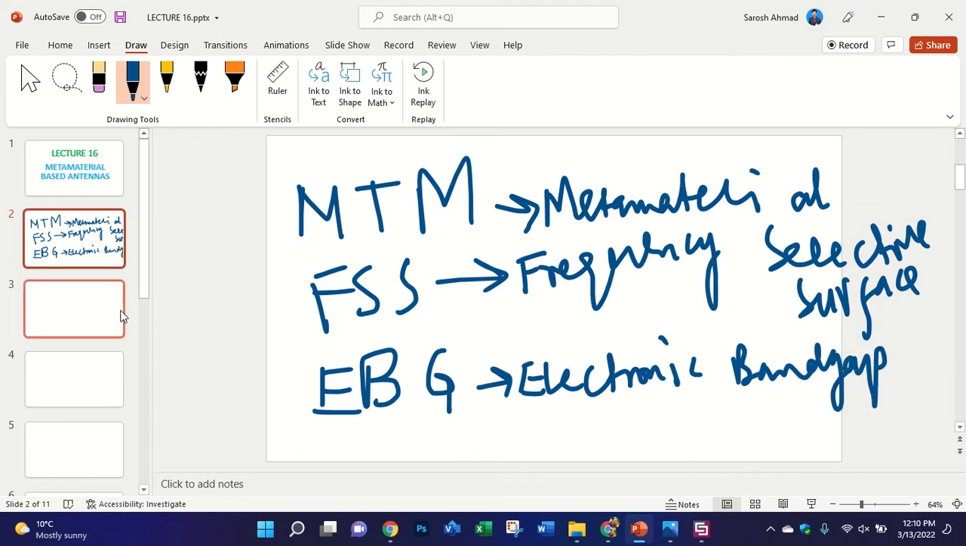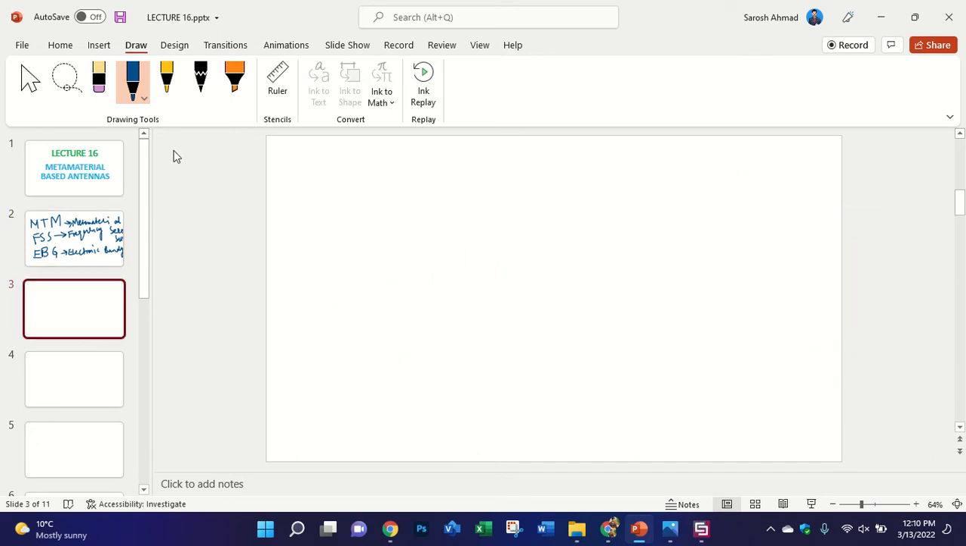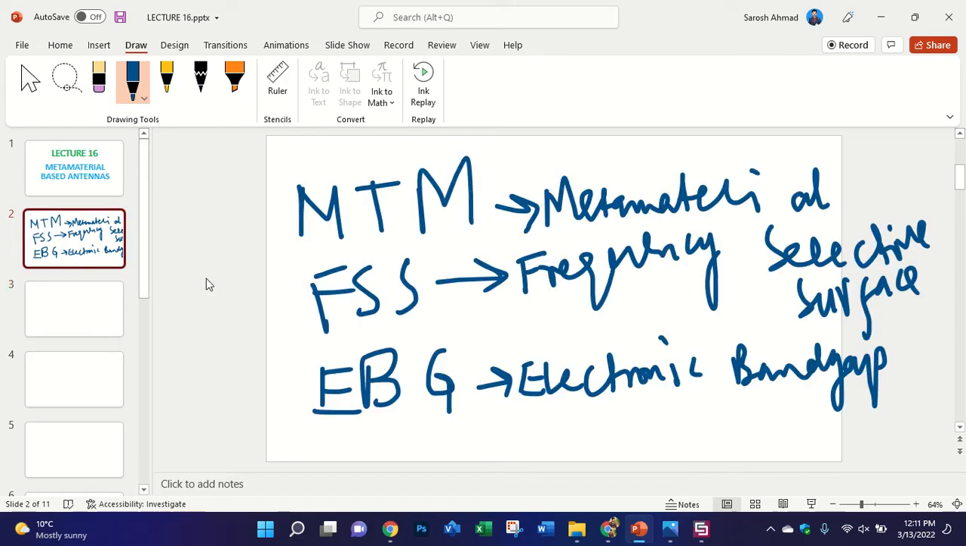Okay, so in today's lecture, first we discuss its working procedure. They all have the same working procedure. Suppose, excuse me, brother, because I worked before, as I said to you, in FSS or absorber. Actually, at this time, this structure of metamaterial, we're dealing with it like a filter, a special filter.